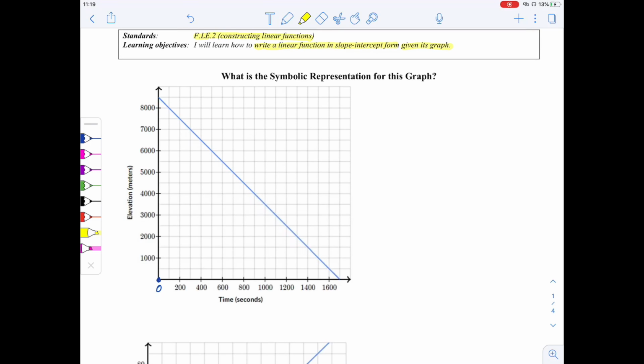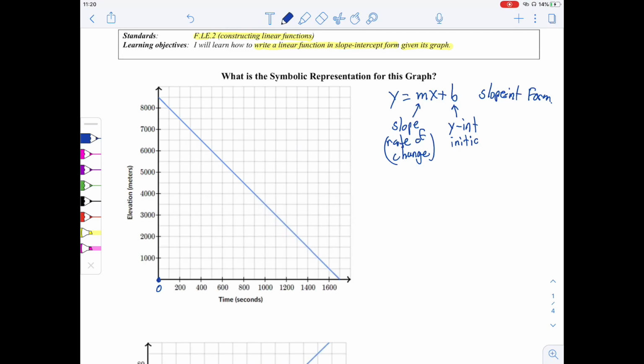So what is a symbolic representation for this graph? Let's think about symbolic representations. We use an equation, and we always use the equation y equals mx plus b. That is our slope intercept form. We always know that our m value is our slope, which is also our rate of change. And then we know our b value is our y-intercept, which is always our initial value.